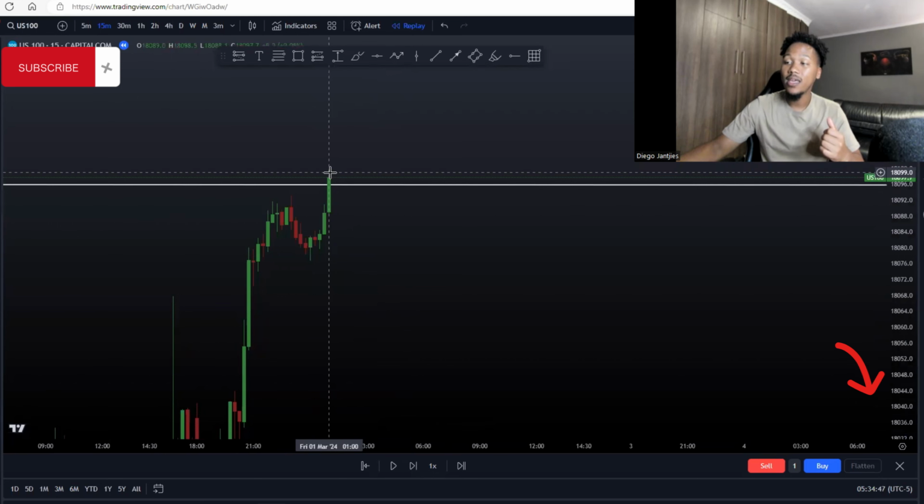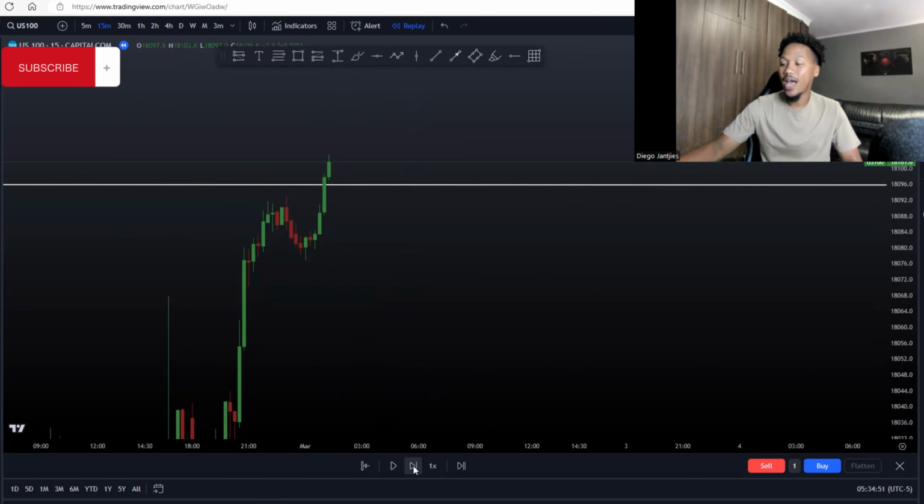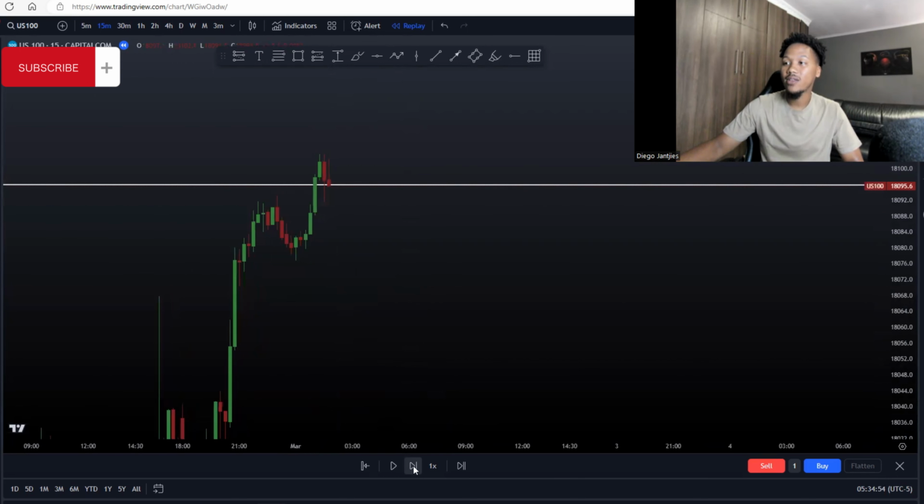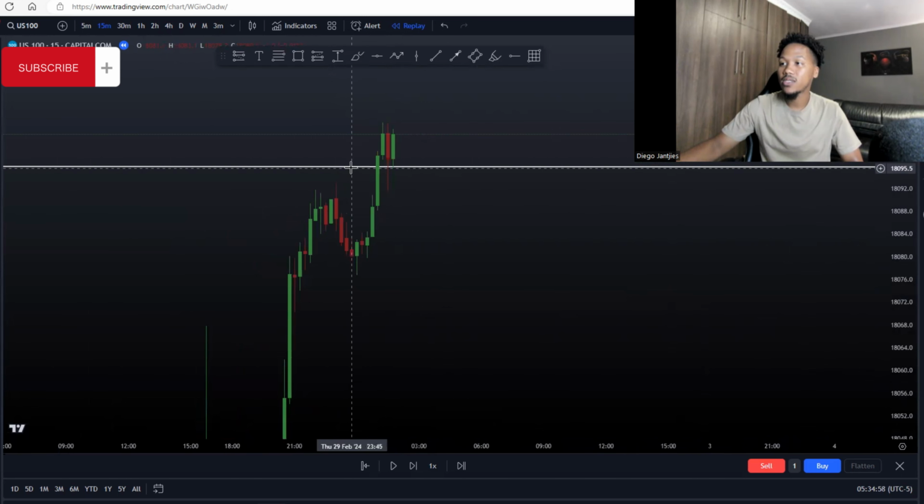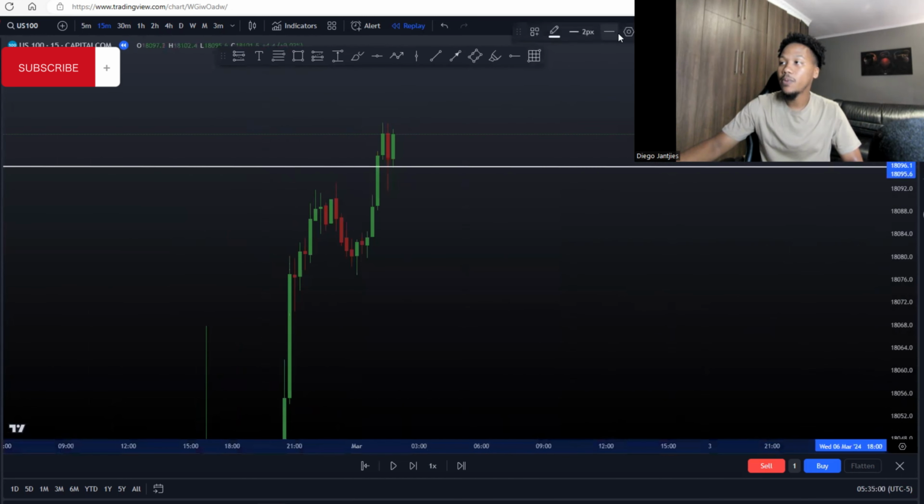So boom, there we are now taking out that high. There we are creating a new record high. So now all you're gonna do is be patient. And this is how you can monitor price by simply doing the following.